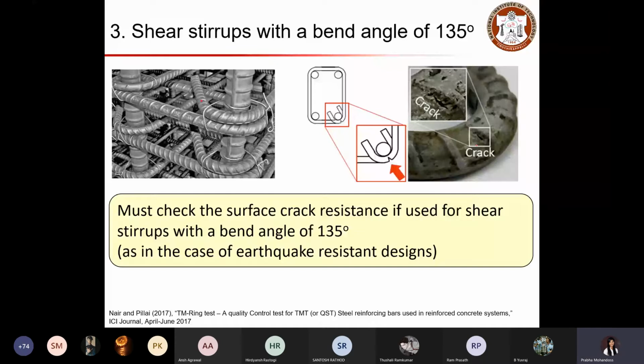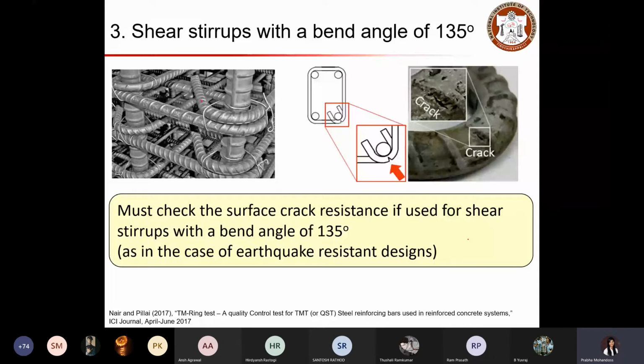this also leads to potential variation in your system, which could cause corrosion. So the surface crack resistance should be checked if you are using the TMT ring bar for meeting this application as shear stirrups, right? Especially this is very critical when you are constructing your structure in earthquake prone regions. So in such cases, you have to check and ensure that your rebar can provide expected ductility for that particular condition.